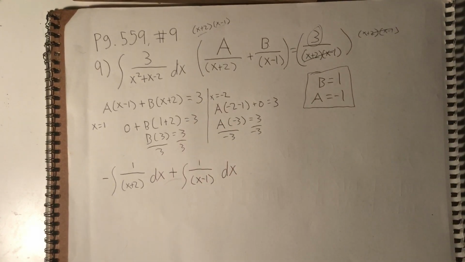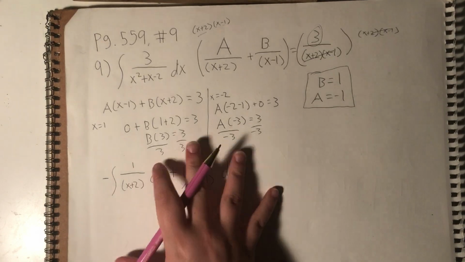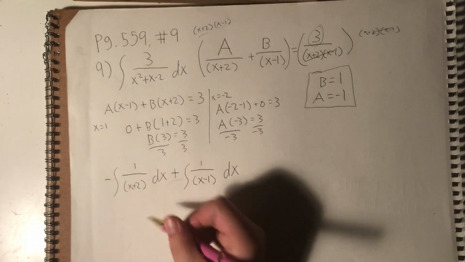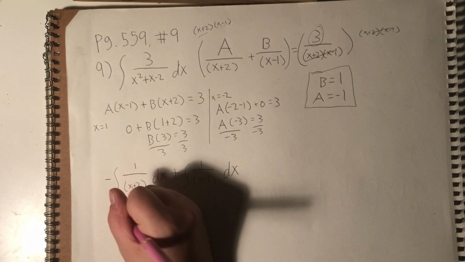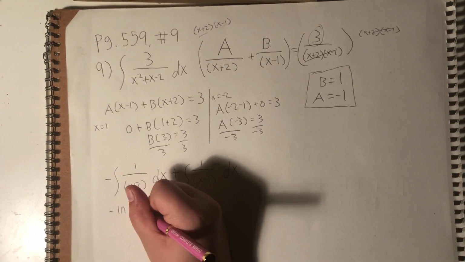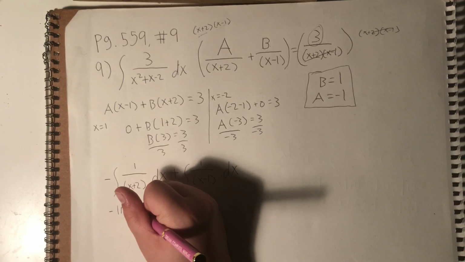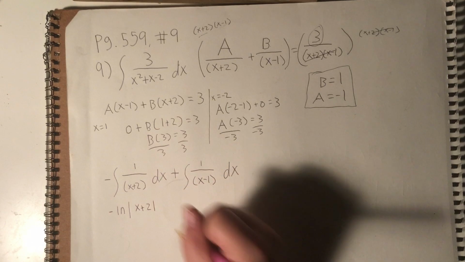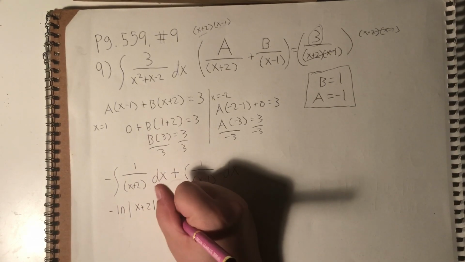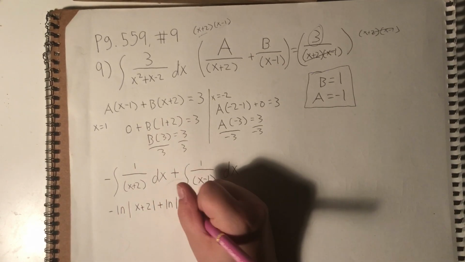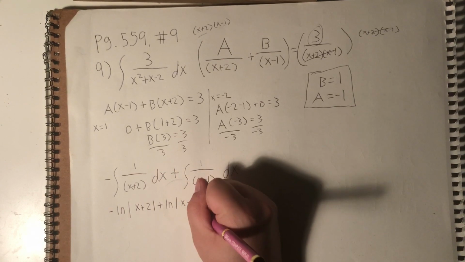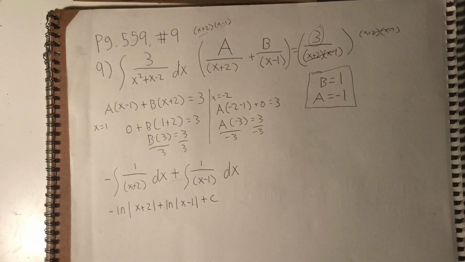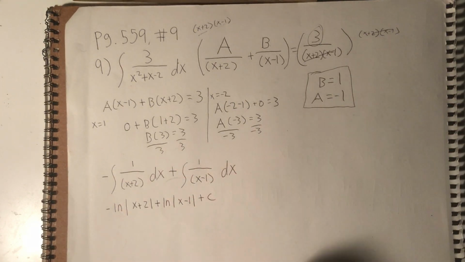Great. All right, so now since we have our two separate integrals, and they're both du over u, we can have the negative natural log of the absolute value of x plus 2, plus the natural log of the absolute value of x minus 1. And don't forget that plus C, because that'd be really bad. We don't want to do that.